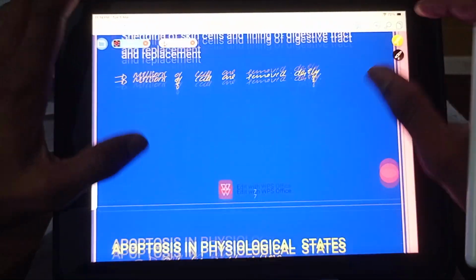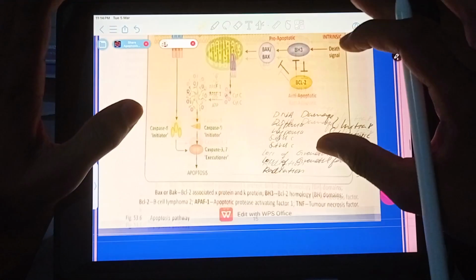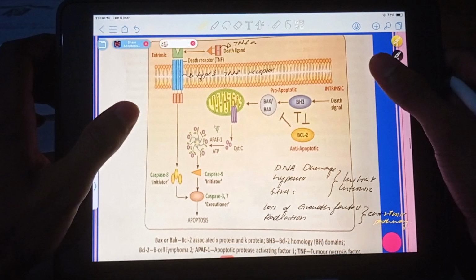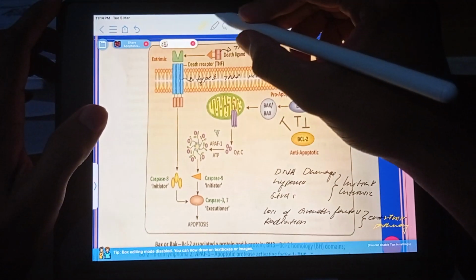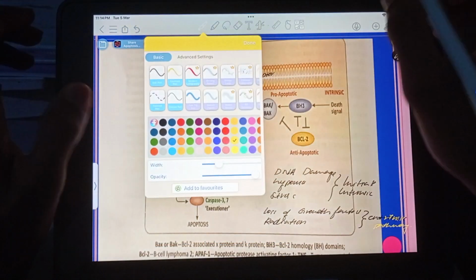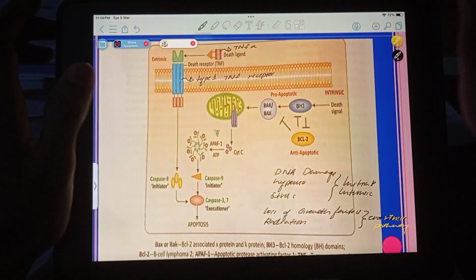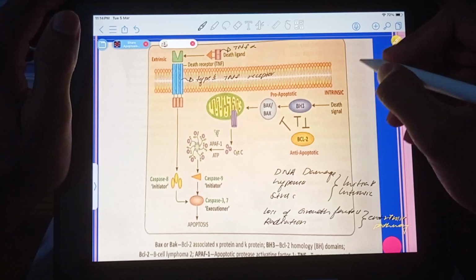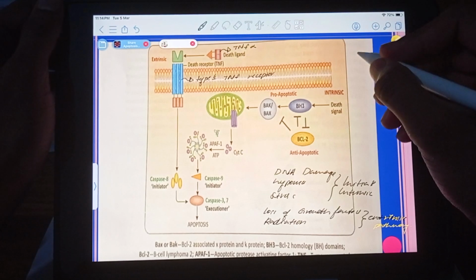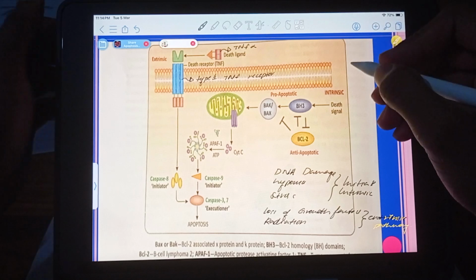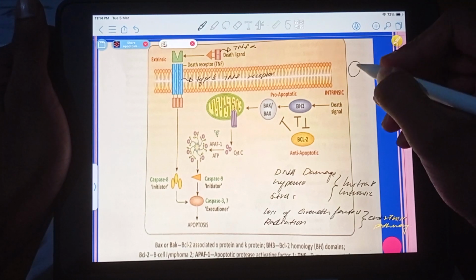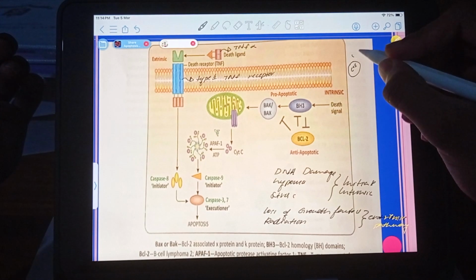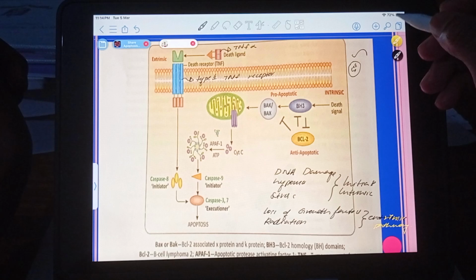There is a diagram, and I will be explaining by focusing on this diagram. First of all, the cell death may occur due to external or internal factors. External does not mean environmental factors. External means the factors that are present outside the cell, as opposed to the internal factors.